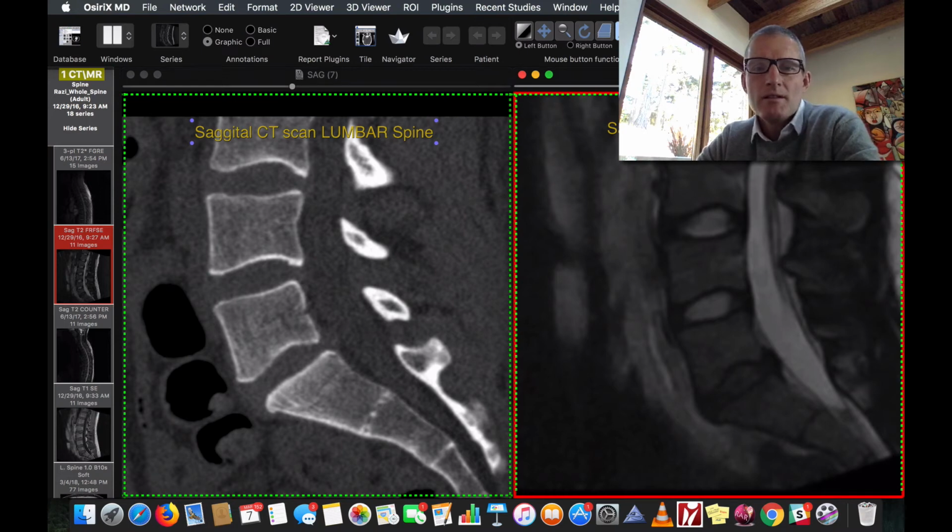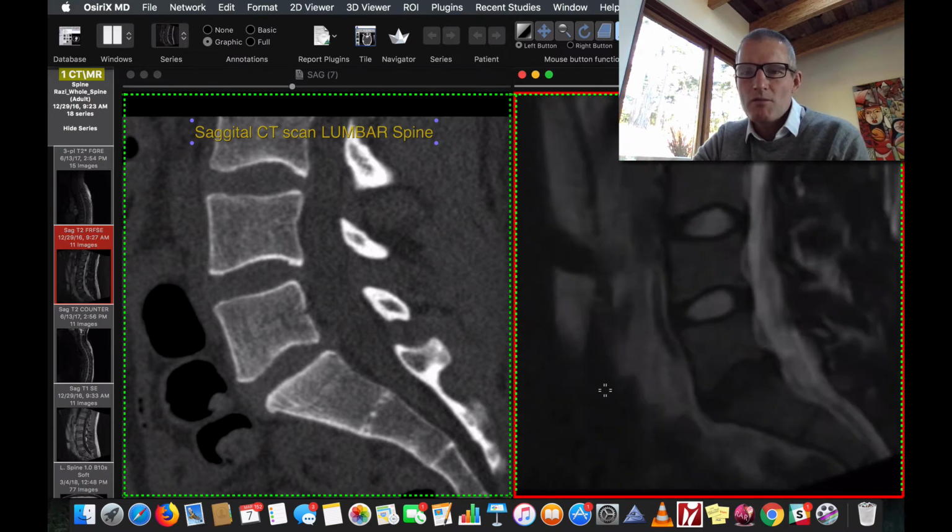Hi there, this is Dr. Gollogly. Today we're going to look at a really interesting example of the MRI scan and the CT scan of a 26-year-old athletic male patient with a bilateral spondylolysis defect and go over why that diagnosis can sometimes be difficult to make on the lumbar MRI scan.